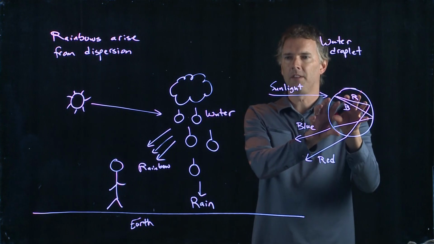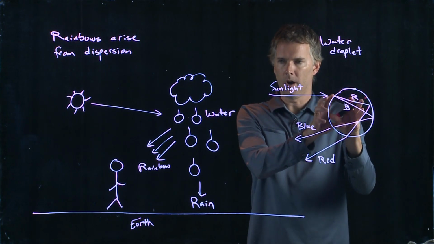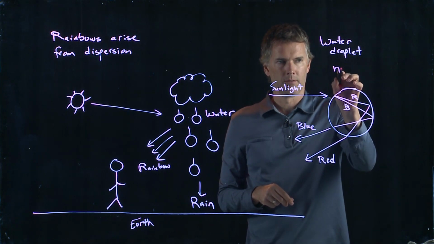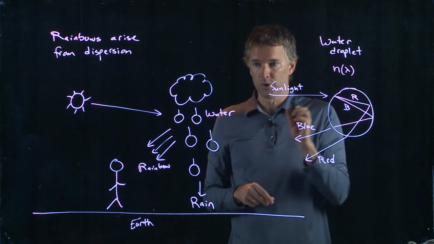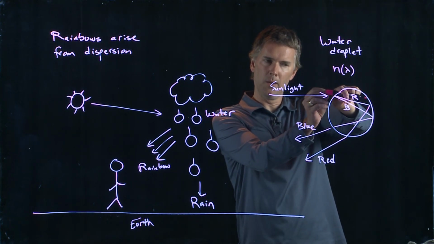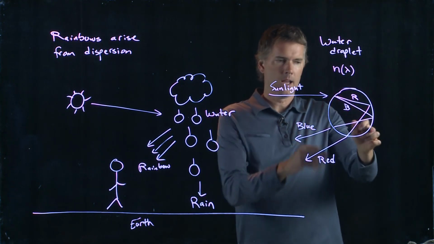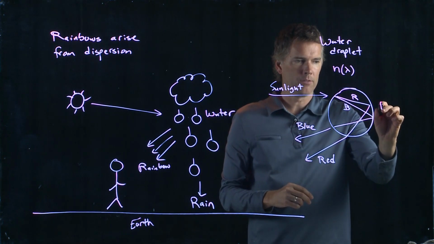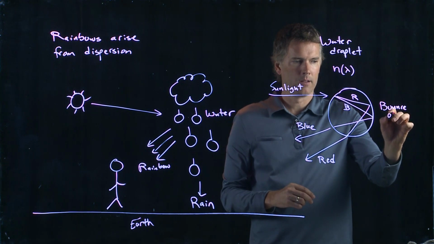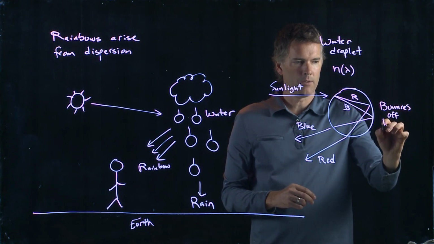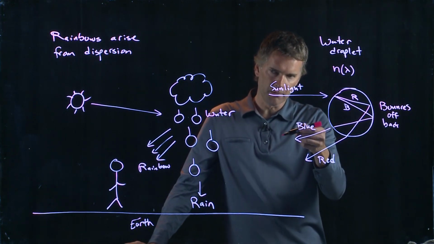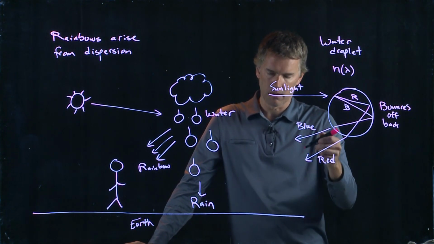This is how the color separation works in a water droplet. The different index of refraction, which depends on the wavelength, tells you that the red is going to bend a little bit less than the blue, and with the bounce off the back of the raindrop, the end result is the blue comes out at a little bit higher angle than the red, okay?